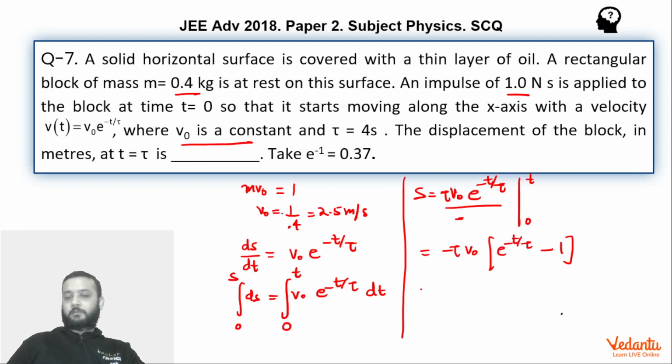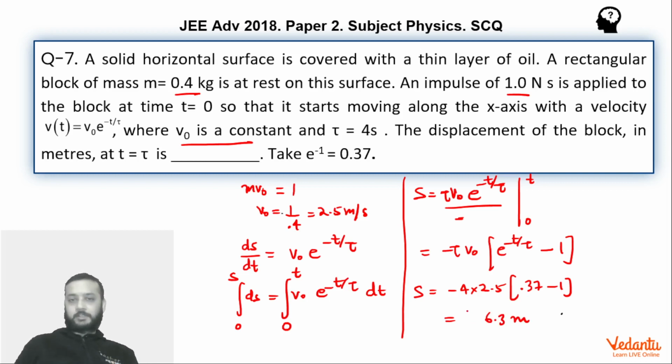Let's put the values now, because we have to find the displacement at t equals 4 seconds. So basically, tau is 4, v naught is 2.5. If you put t equals tau, this will become e to the power minus 1, which is 0.37. So 0.37 minus 1. Hence, you see that this becomes 10 into 0.63, which is nothing but 6.3 meters. So the answer will be 6.3 meters. So this is the regular approach to solve this question.